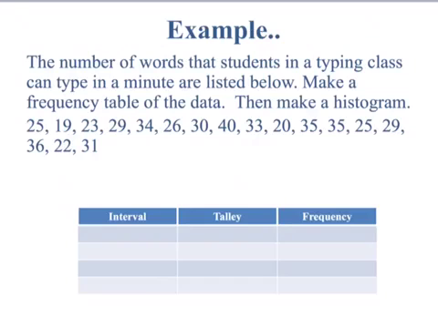So we have a problem here: the number of words that students can type in a class per minute. We're going to make a frequency table and then make a histogram. The first thing I need to do is come up with intervals. I chose 4 since I have 4 rows here, so I came up with 4 intervals. The first one's 19 to 25, then 26 through 30, then 31 through 35, and 36 through 40.